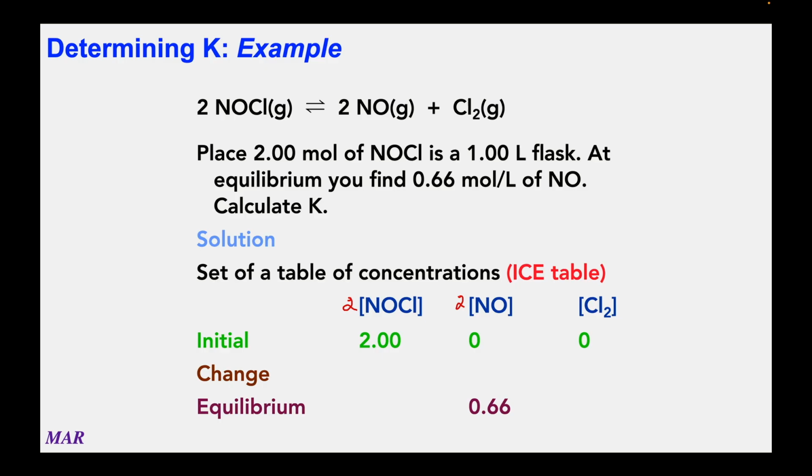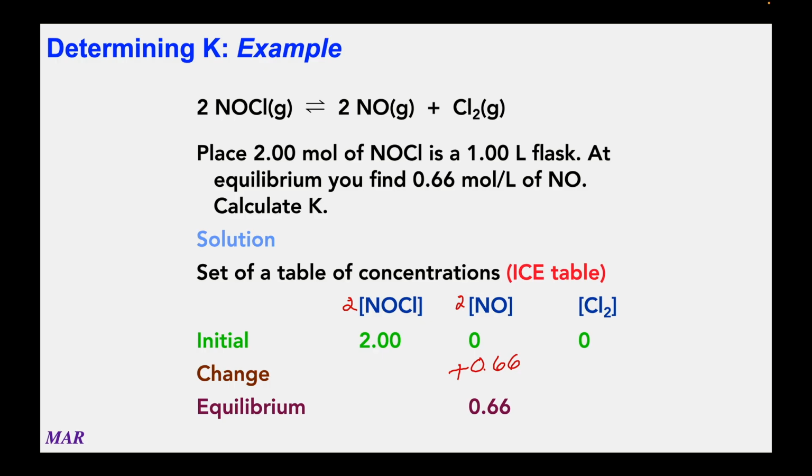Now, the change of the reaction shows how much the NO in the middle column goes between the initial point and the ending or equilibrium point. And you can probably see that NO is increasing by 0.66 moles per liter. Remember, there was nothing to begin with, and at the end we had 0.66 moles per liter, so NO changed by 0.66 moles per liter.